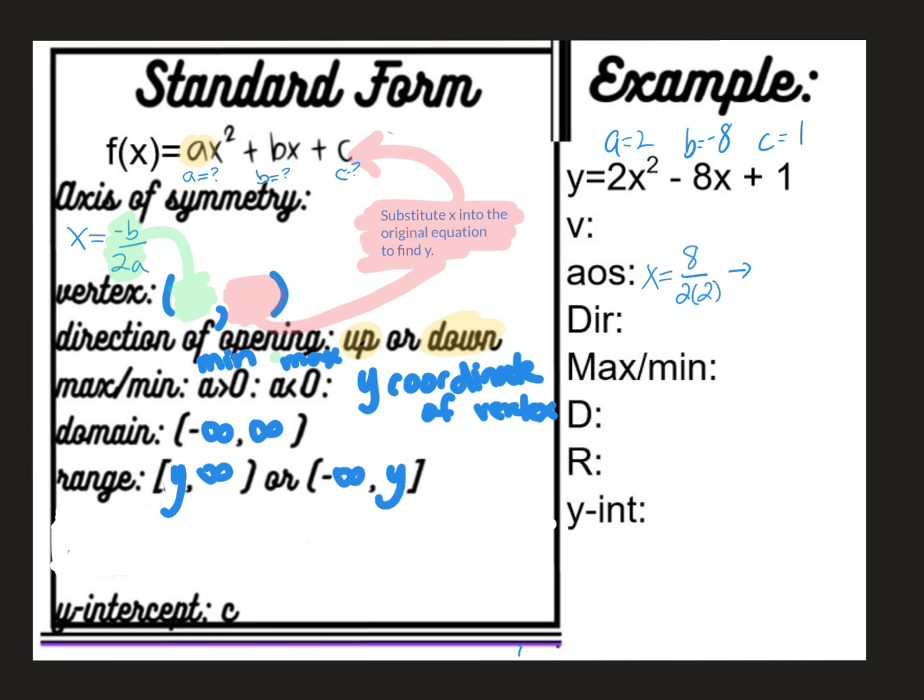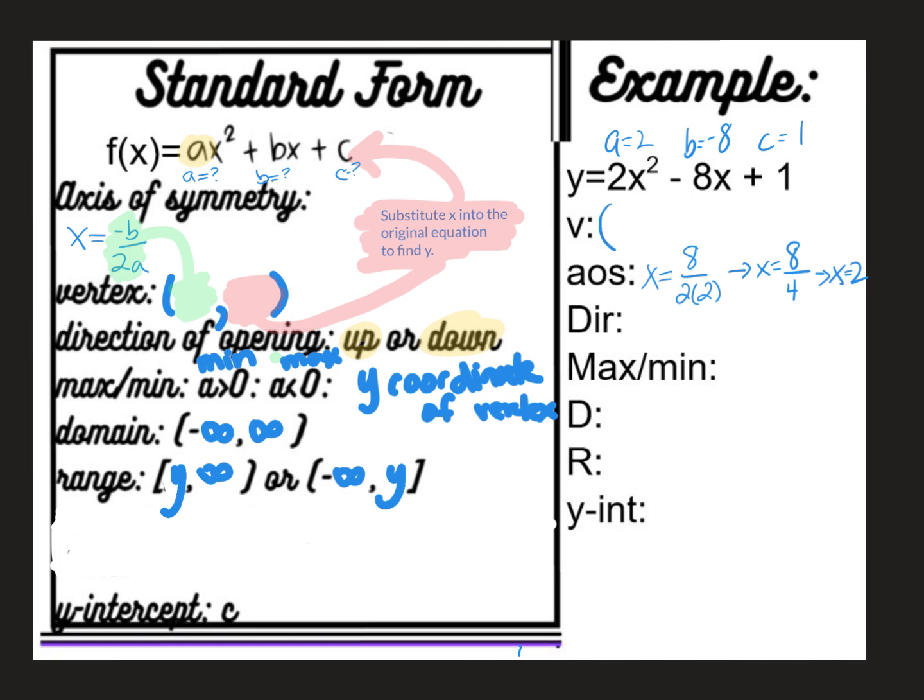Then I'm going to keep my x equals, because remember the axis of symmetry is x equals, and I'm going to multiply. Let me get my little pointer. I'm going to multiply before I divide every single time. Multiply before you divide. So 2 times 2 is 4, and then 8 divided by 4. X equals 2. That is my axis of symmetry.